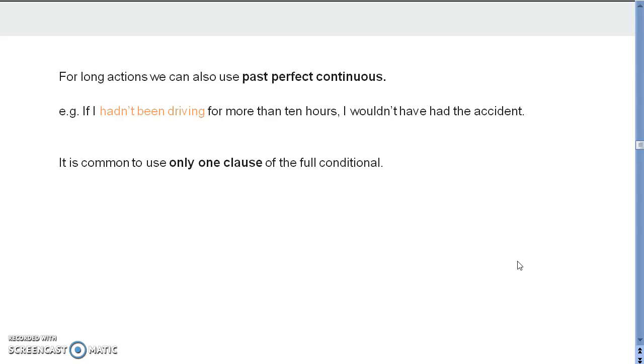So also it's common to use only one clause of the full conditional. So you don't have to use the whole sentence, but only one part. For example, why didn't you tell me you needed help? I could have helped you. If you make this longer, it would be like, if you had told me you needed help, I could have helped you. But instead, you only use the result part.